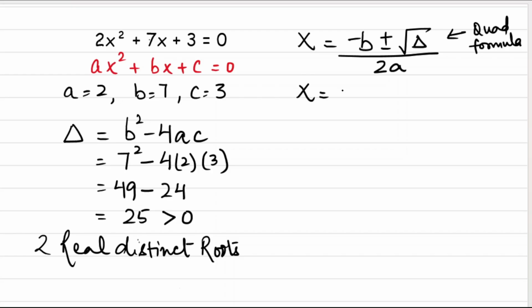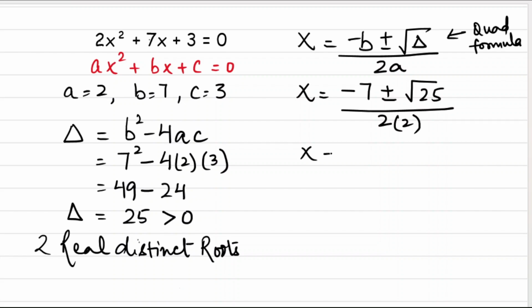So x equals minus b, b is 7, so minus 7 plus minus square root of delta. What was delta? It's 25. So put here 25 divided by 2 times a, which is 2. So 2 times 2. It gives me x equals minus 7 plus minus root 25, which is 5, divided by 2 times 2, which is 4. Now from here I will get two values because this is plus minus 5. So first I will take plus 5, then I will take minus 5.